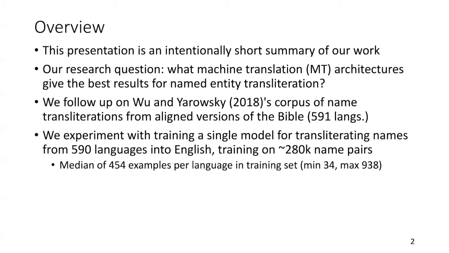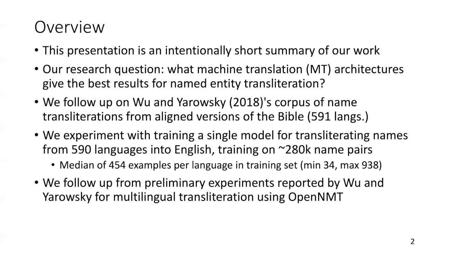Now, across languages, the number of training examples varies quite a bit. The median is 454 examples, but that ranges from 34 to 938. So we can have, in some cases, very few-shot name transliteration. We're following up on some preliminary experiments that Wu and Yarowsky reported on multilingual transliteration using OpenNMT.